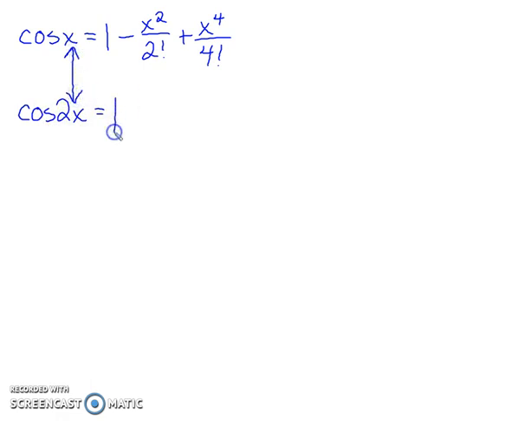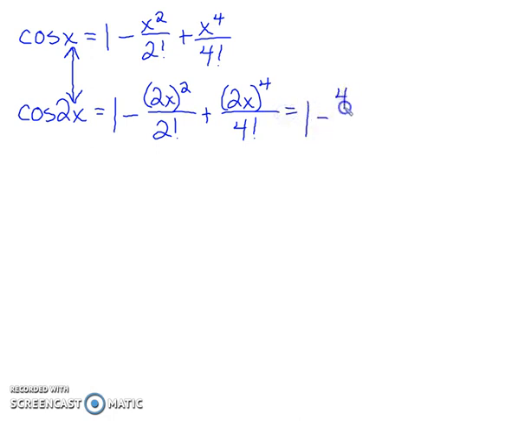So the 1 would stay a 1, and then this would be 2x squared over 2 factorial and 2x to the 4th over 4 factorial. Now, does that look like what we just did the long way? Well, we do a little bit more math. 2 squared is 4. 2 to the 4th is 16. And we do end up with the same answer.